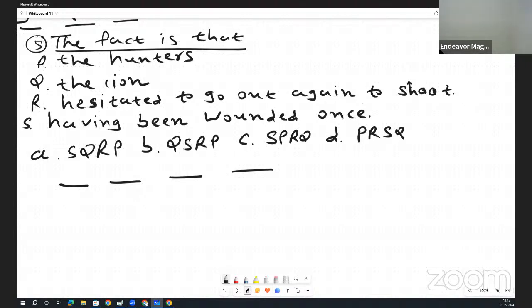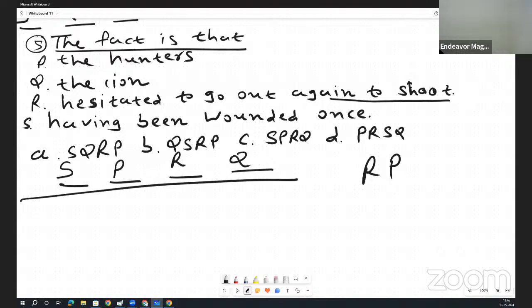Okay. Here, hesitated to go out again to shoot the lion, students. So this is RP, I would say, is a clear combination. Now, having been wounded once, who hesitated? The hunters hesitated. Why? Having been wounded once. So the right sequence, students: the fact is that, having been wounded once, the hunters hesitated to go out again to shoot the lion. That's the right sequence, students.